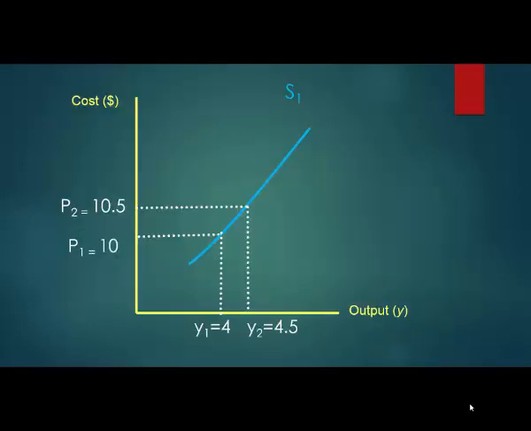So here's an example. I like examples. Here's a supply curve labeled S1, and on that supply curve I picked 2 points, P1 where the price is 10, and that goes along with the quantity of 4, so Y1 is 4. And let's imagine that the price of our product changes. Let's say it goes up to P2, which is $10.50, so it goes up 50 cents. And as a result of that, for this particular example of a supply curve, the firms in this market respond by increasing more, so the output goes up to 4.5.